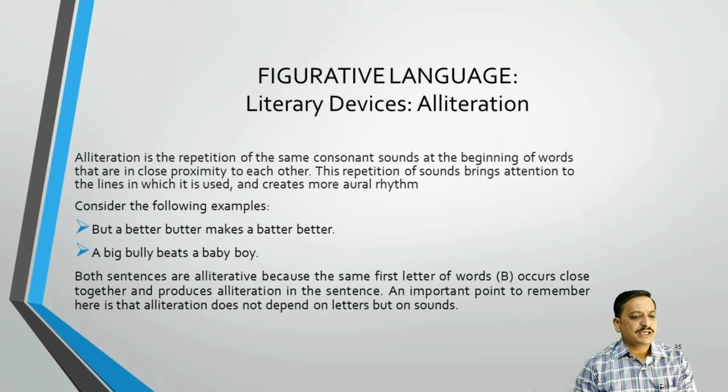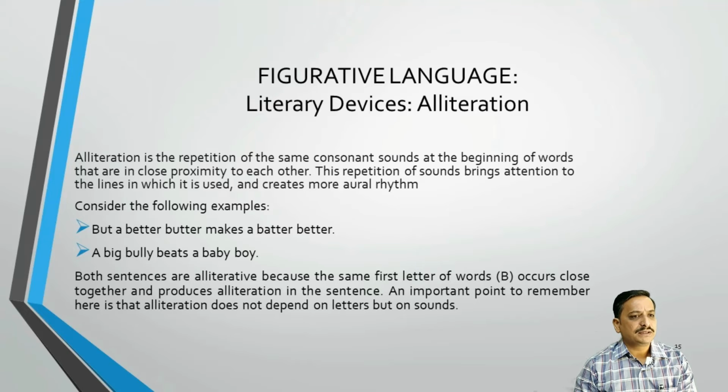Now, next we'll move on to alliteration. Alliteration is a repetition of the same consonant sound at the beginning of words which are in close proximity to each other. This repetition of sounds brings attention to the lines in which it is used and creates more oral rhythm. Consider the following examples.